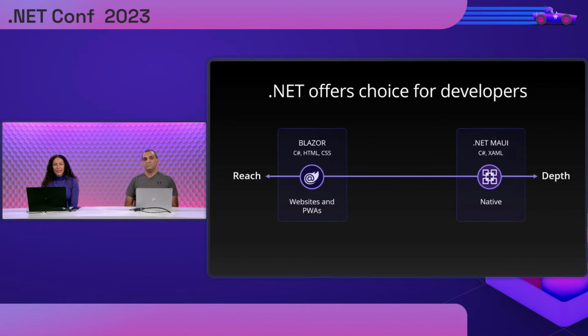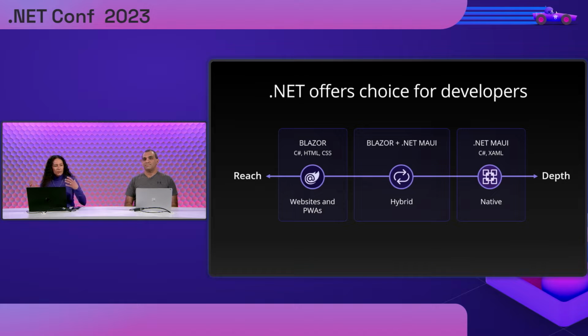But you know what? You can blend the two together, and that's what we call hybrid apps. You can use Blazor for the UI and MAUI for the platform abstraction layer, and it allows you to mix and match the best of both worlds. Today, we're going to show you how to build a hybrid app, as well as how to structure your solution so that you can take advantage of building the UI across the web and your native apps.